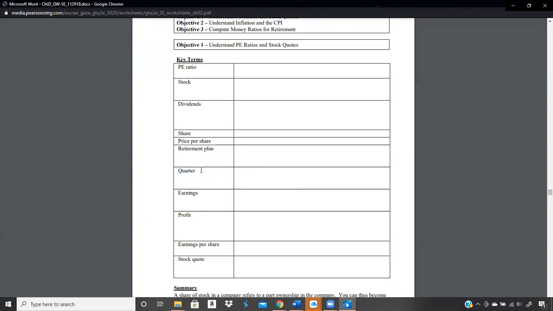A quarter is just 1/4 of a year, or 3 months. And this is basically how a lot of companies will post their projections and numbers, how well they've done. Earnings is profit. Earnings is money a company has made over a fixed period of time. Profit is the same thing. Earnings and profit are pretty much exactly the same thing. So earnings is also known as profit, and profit is also known as earnings.